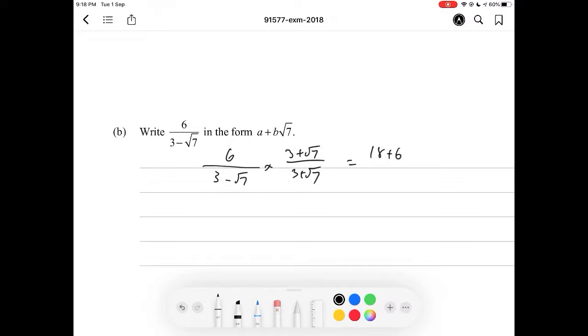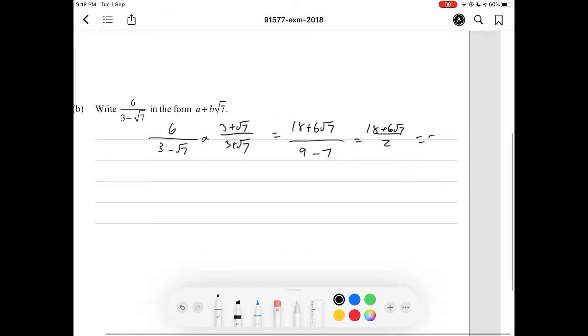Okay, so this will give us 18 plus 6 root 7 divided by 3 times 3 is 9 minus root 7 times root 7, which is minus 7. This gives us 18 plus 6 root 7 over 2. And that actually gives us 9 plus 3 root 7. That's our final answer for this question, and another achieved question here.